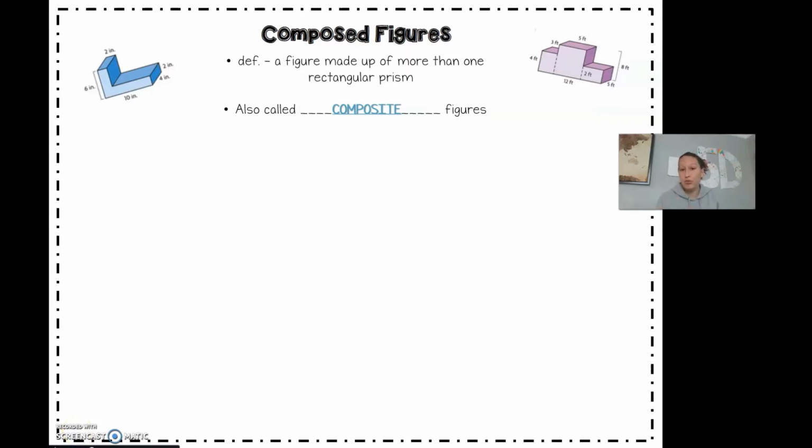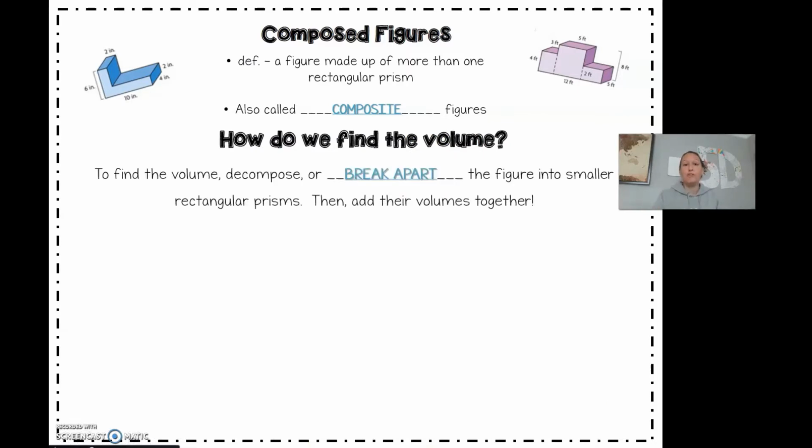So again, composed figures are made up of more than one rectangular prism. So the big question then becomes, how do we find the volume? In order to find the volume, we have to do something called decompose the shape. That's just a fancy way of saying that we're going to break the figure apart into smaller rectangular prisms and then put it back together to find the volume. So let's try an example.